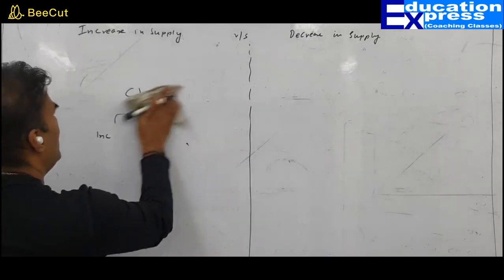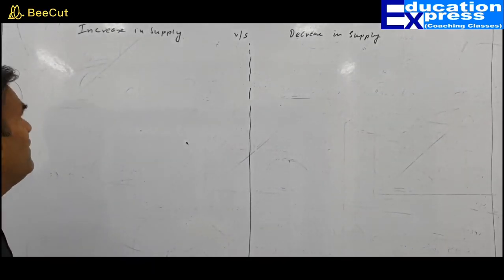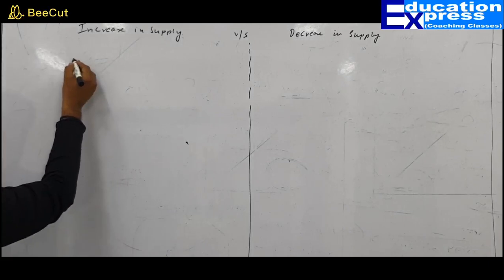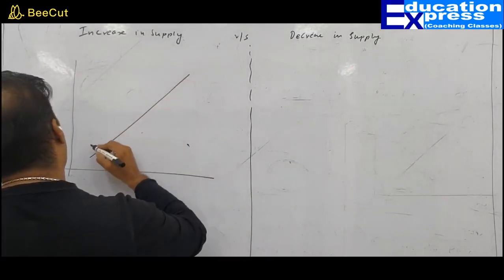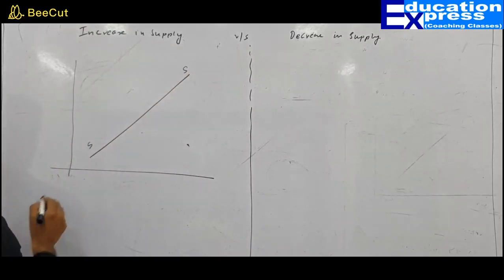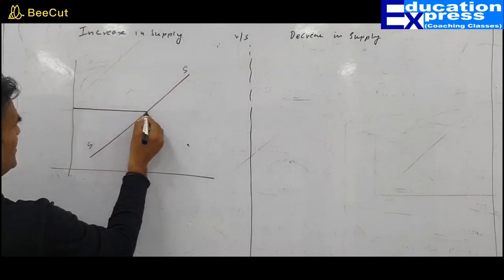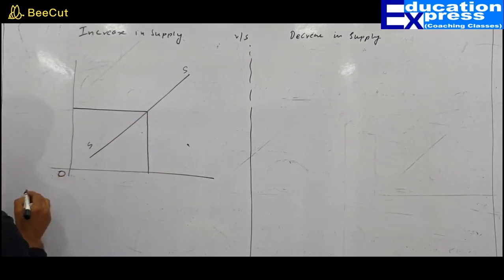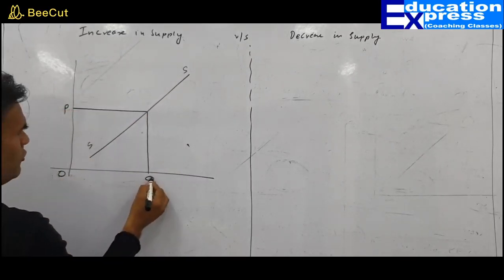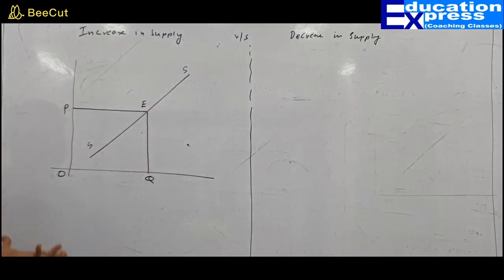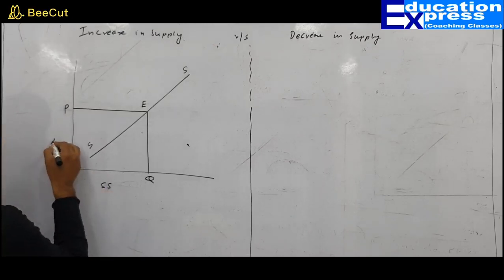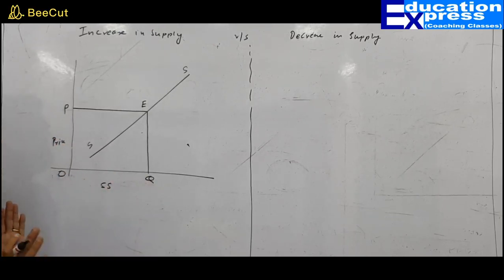So basically, what do we write over here? Let me make you understand with the help of the diagram. Assume this is my supply curve, okay? And we were in equilibrium. Equilibrium means a position of rest. So OP is the price, OQ is the quantity supplied, and E is the point of equilibrium. So when the price was OP, the quantity supplied was OQ. Perfect. Suddenly, what happened?